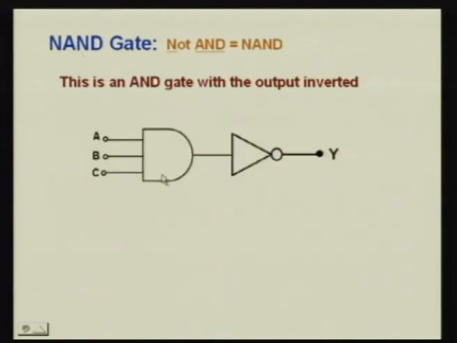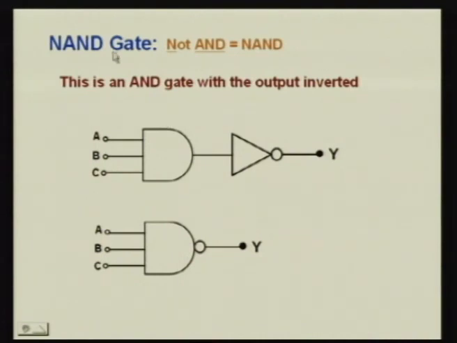Now according to our definition, this is the symbol: we have a 3 input AND gate which is followed by a NOT gate. So basically this is an AND gate followed by a NOT gate, and this is the output of a NAND gate. All these NAND gates and NOR gates have 2 inputs or more than 2 inputs.